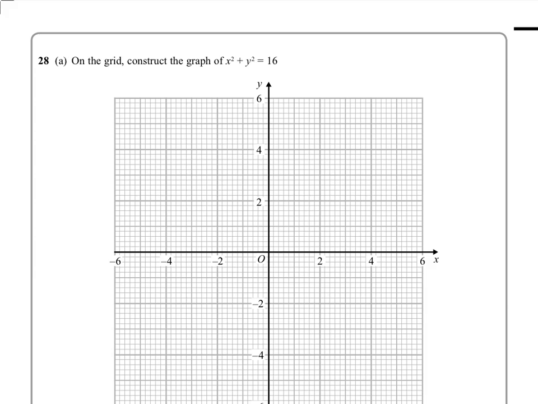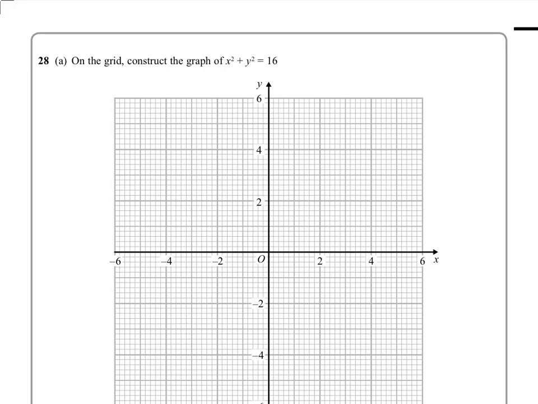Now, I'm not massively happy with the wording of the question. On the grid, construct the graph of x squared plus y squared is 16. That implies to me that you'd have to use a compass. So maybe that's giving you a clue. I'd rather it just said, you know, graph x squared plus y squared is 16, for example.